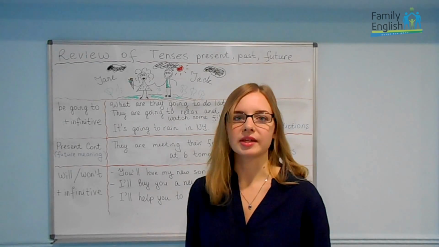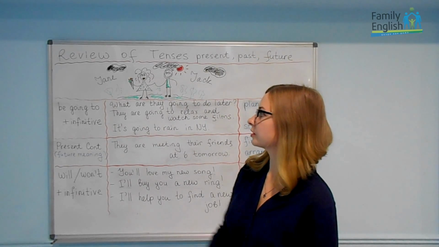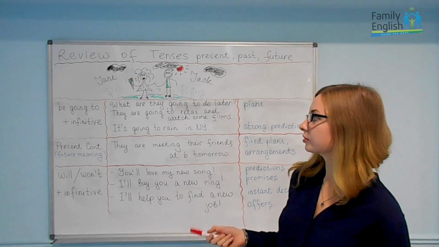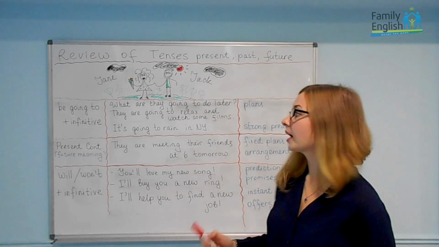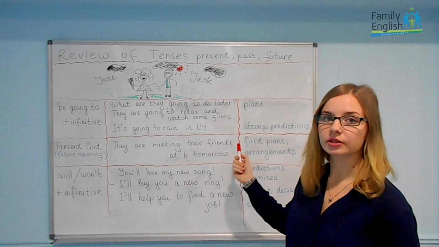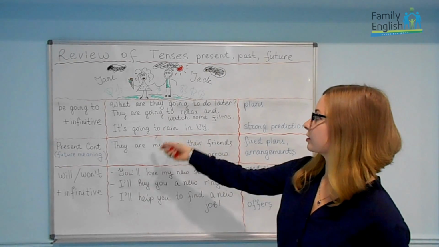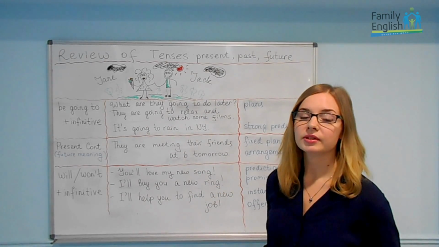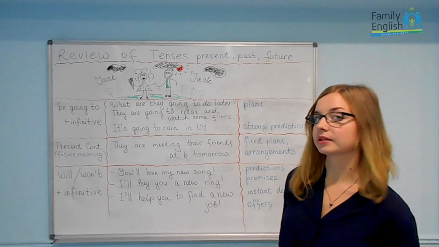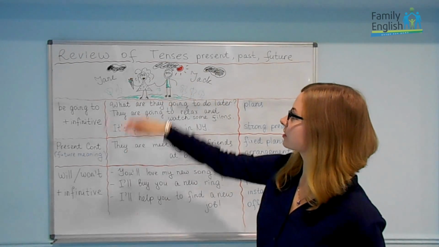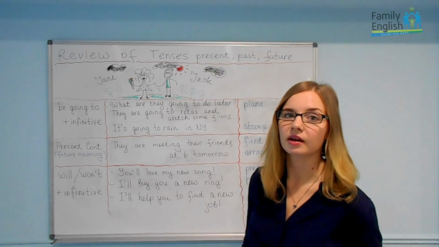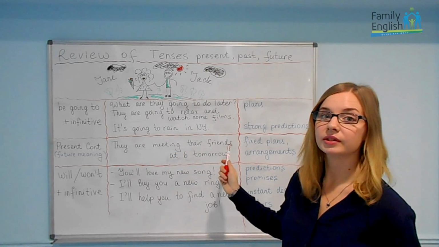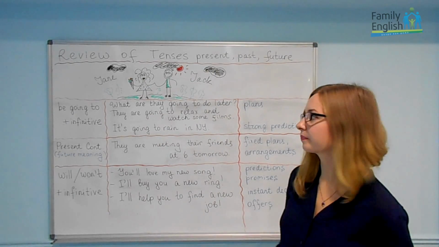So now future tenses. Our first structure is be going to plus infinitive. We use this structure to talk about our plans and to make strong predictions. For instance, what are they going to do later? They are going to relax and watch some films. These are their plans. And as you can see, there are some dark clouds in the sky, so it's going to rain in New York. This is our strong prediction.